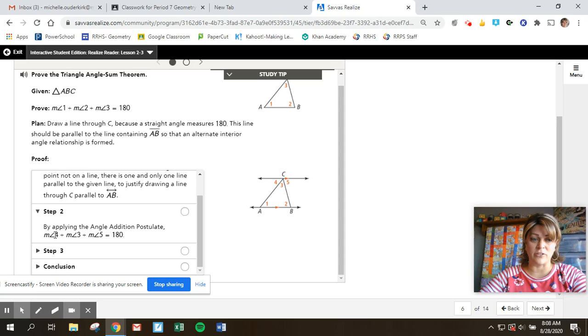I want you to look at angles 4, 3, and 5. And again, that's an addition sign. Angles 4, 3, and 5 right here. I am hoping you remember what those add up to be.